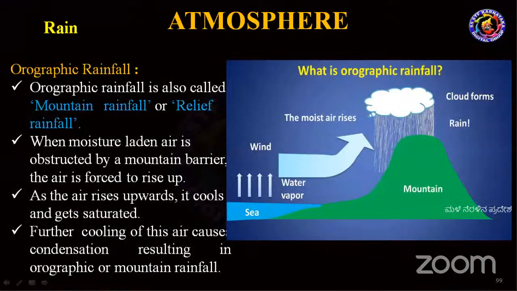The second is orographic rainfall. Most of the time, this orographic rainfall happens in hilly areas or mountain areas. Here the hills and mountains are the cause of this orographic rainfall. Here you have to understand two words: windward and leeward.